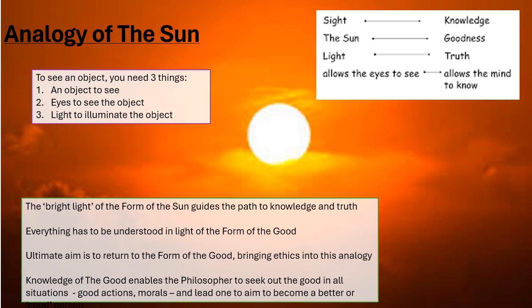And that kind of brings ethics into his unifying universal theory of everything. So it's not just philosophy, it's not just a theory of reality, it's ethics as well. It's how we should behave. And the knowledge of the form of the good enables the philosopher to seek out the good in all situations, to be morally good, to be virtuous, to have good actions.